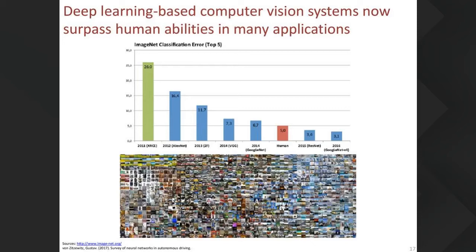Back in 2011, the classification error of the best systems was something like 26%. But as you get to 2014, 2016, this has declined dramatically as a result of improved technologies. And actually, human error is something around 5%. So for this specific use case, these machine learning models have gotten better than human expertise and human knowledge.